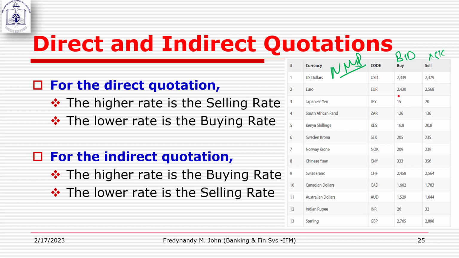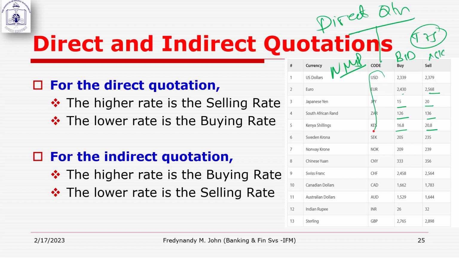Okay. Look at euro, 2,430. Selling is greater than the buying. Look at Japanese yen, 1520. South African rand, 126, 136. Kenyan shilling, 16.8, 20. So you can see this one is simply a direct quotation. Why direct quotation? Because first of all, the Tanzanian shilling is the price currency. Foreign currencies are all fixed at 1.